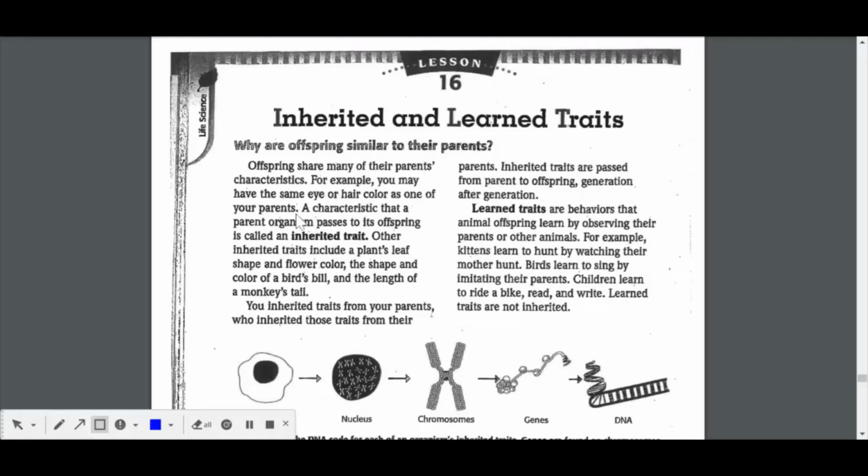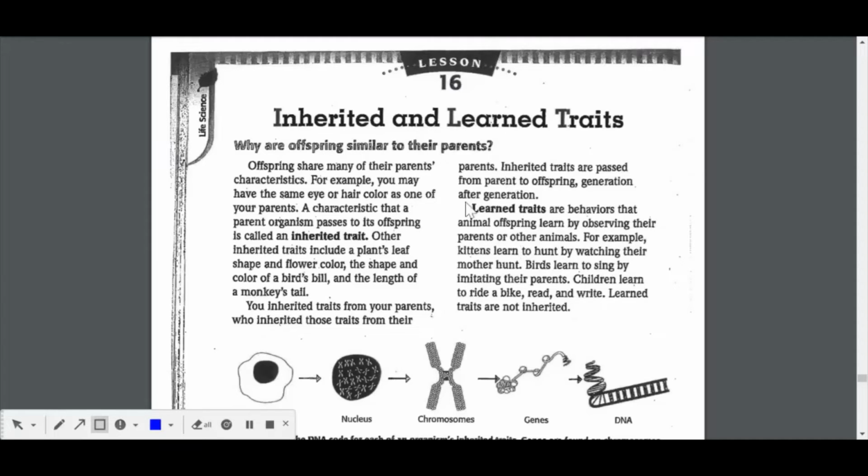So if you're looking, it says a characteristic that a parent organism passes on to its offspring or children is called an inherited trait. So something that's passed down from a parent to a child. For example, you might inherit a family heirloom, something important from your family. Your parent or family member will give that to you.